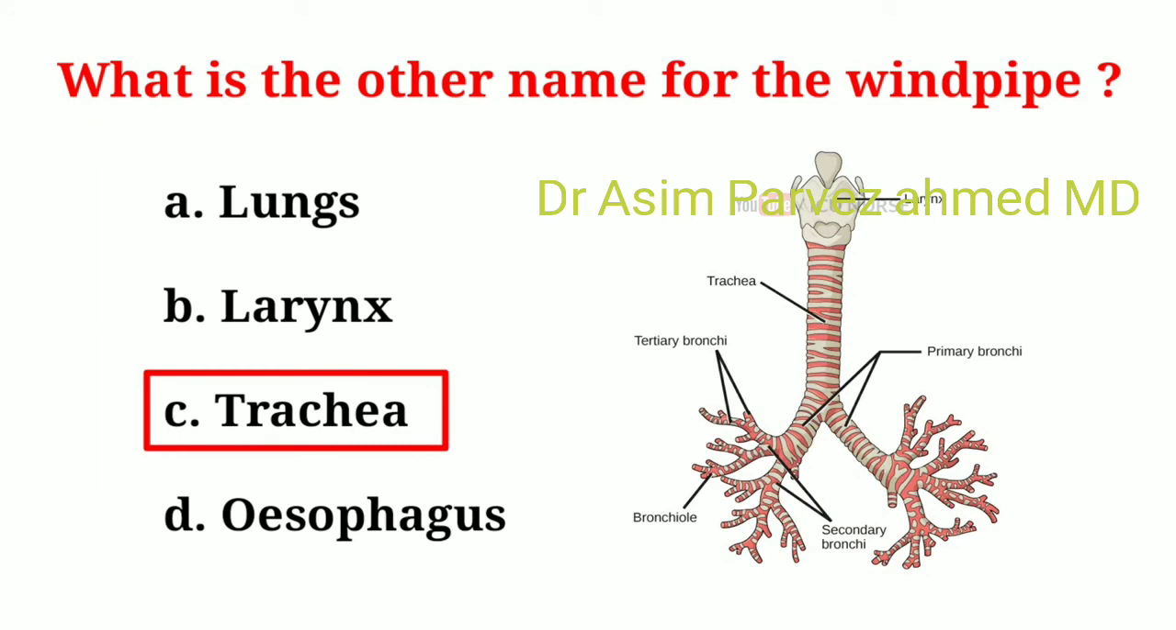Trachea is another name for windpipe, which is the tube that connects your larynx to your primary bronchi just before your lungs. You cannot breathe without your trachea.